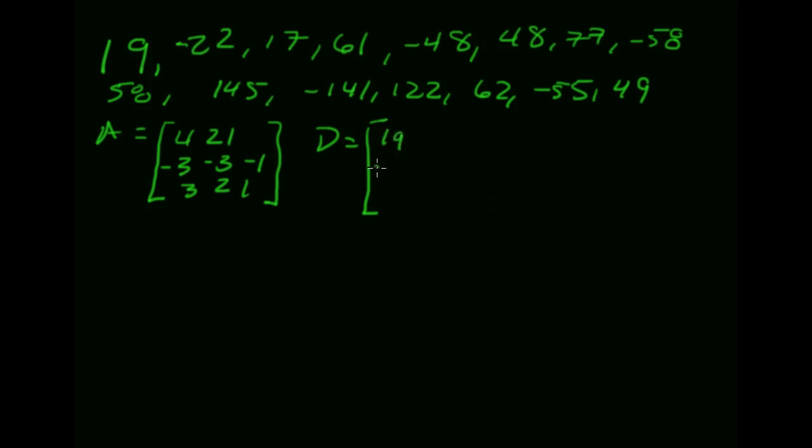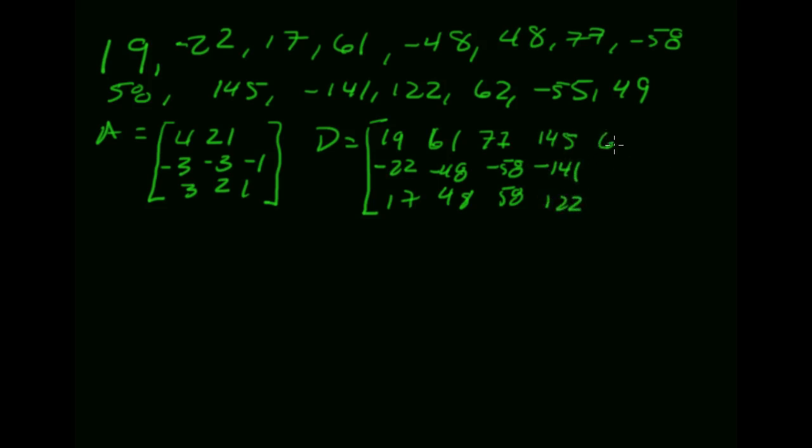So I'll have 19, negative 22, 17, 61, negative 48, 48, 77, negative 58, 58, 145, negative 141, 122, 62, negative 55, 49. Okay, so it fits nice and snug in a 3-row matrix. If I take the inverse of A times that matrix, I get back another 3-row matrix.